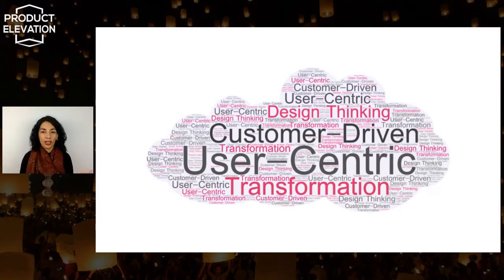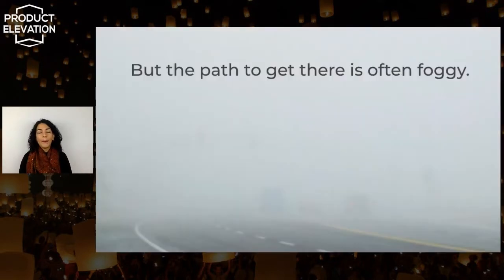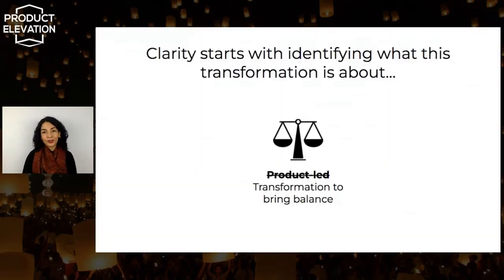When we talk about product led transformation, we keep hearing these words like we need to be customer driven, we have to be user centric, we have to build user centric products. And all of this is the goal of transformation. But the path to getting there so far has really been foggy. For us to have a clear sense of how you actually transform, we have to have clarity on what this transformation is about. And sometimes the label itself really helps.